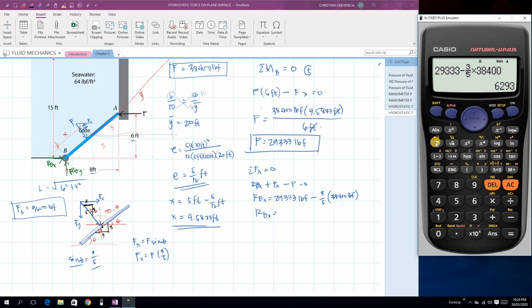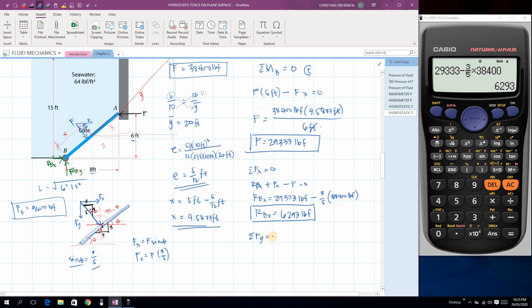Okay. So, tama ba? 29,333 minus 3 over 5 and 38,400. Okay, so we have 6,293 pound force. Okay. Then, next, summation of forces along y.